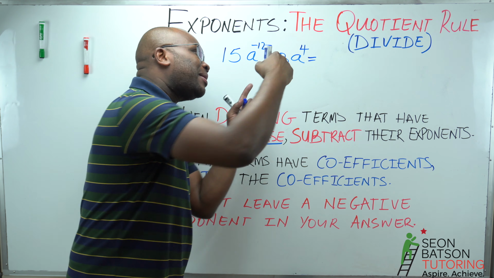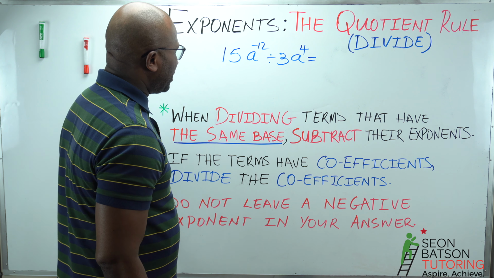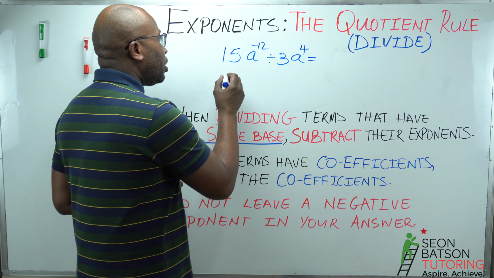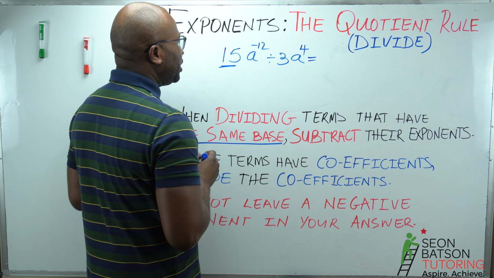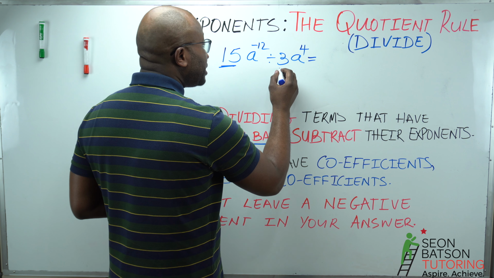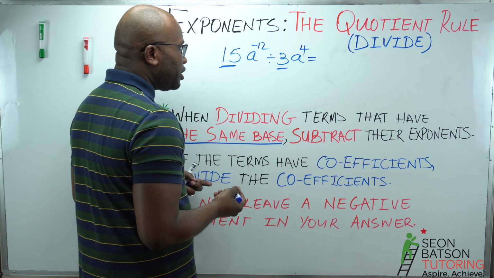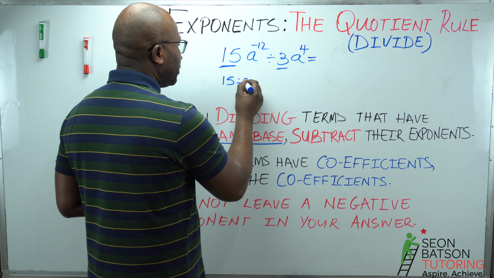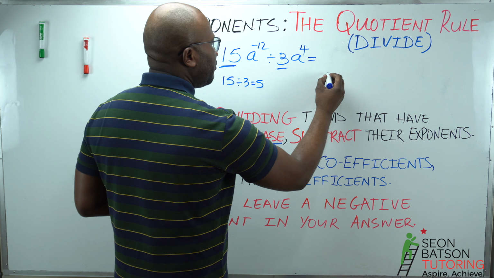All right, welcome back. Let's see if we will get the same answer. So first, our terms have coefficients. The coefficient in the first term is 15. The coefficient in the second term is 3. So we will first divide our coefficients. 15 divided by 3 will give us 5. So we'll put our 5 back right here.